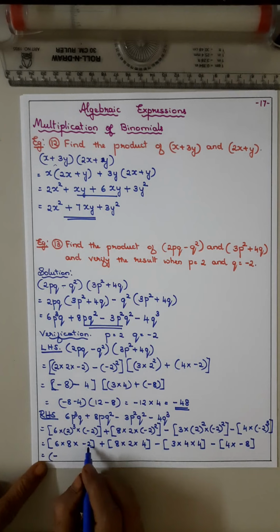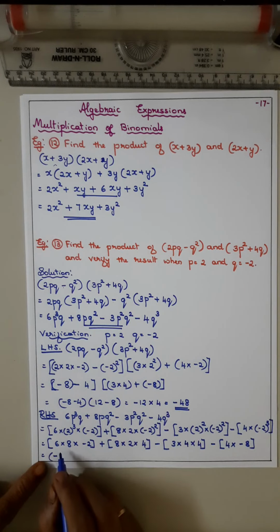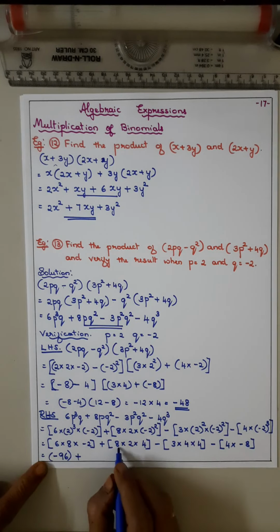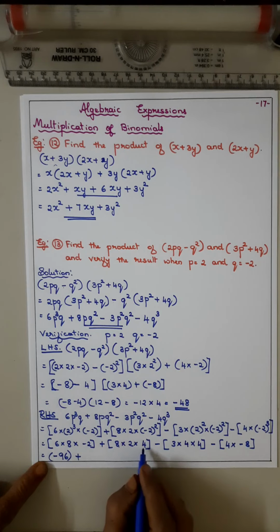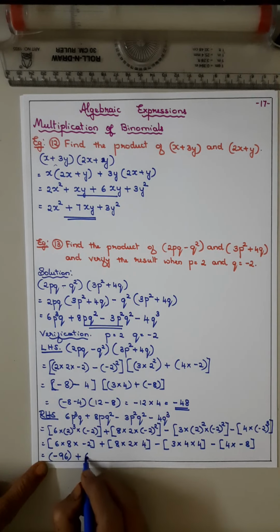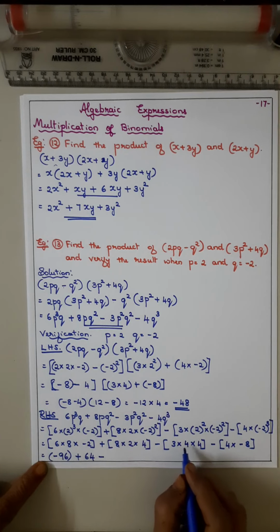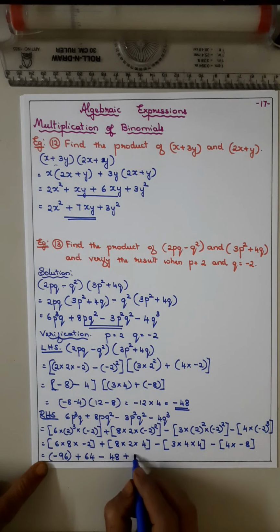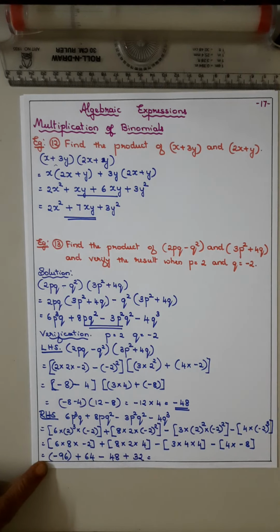6, 2s are 12, 12 8s are 96, plus it is 4 2s are 8, 8 8s are 64. Now here it is minus. Now 3 4s are 12, 12 4s are 48. Now minus of minus becomes plus, 4 8s are 32.